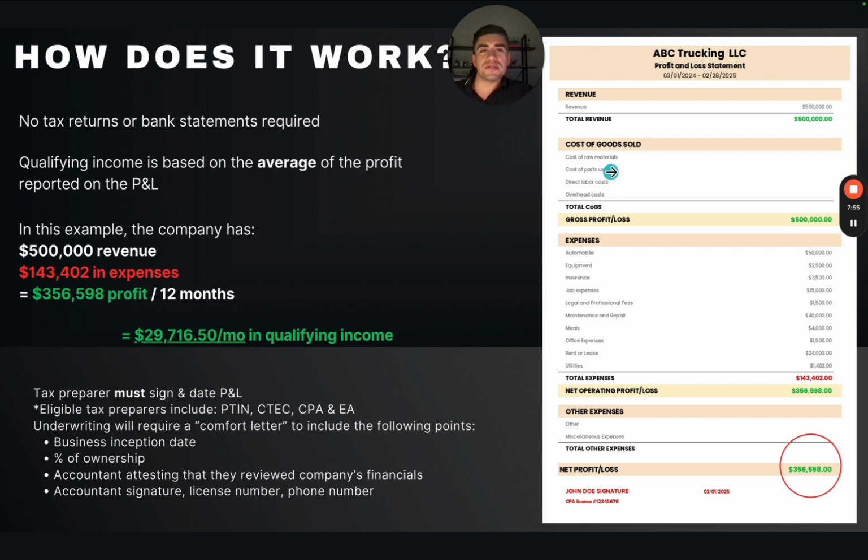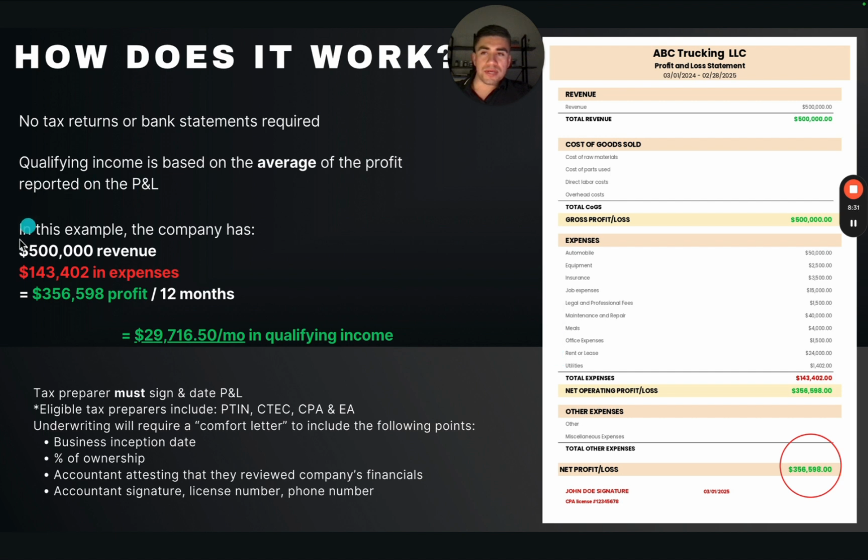In this case, it's a service-based business. They don't have any inventory, but if you did, let's say you have an e-commerce store and you have inventory, then you would put cost of goods sold, right? But in this case, that's not applicable. So we do have expenses that are in line with the business type, right? We have auto expenses, equipment expenses, insurance, job expenses, legal, maintenance and repairs, $40,000, meals, office expenses, rent and lease, utilities, okay?